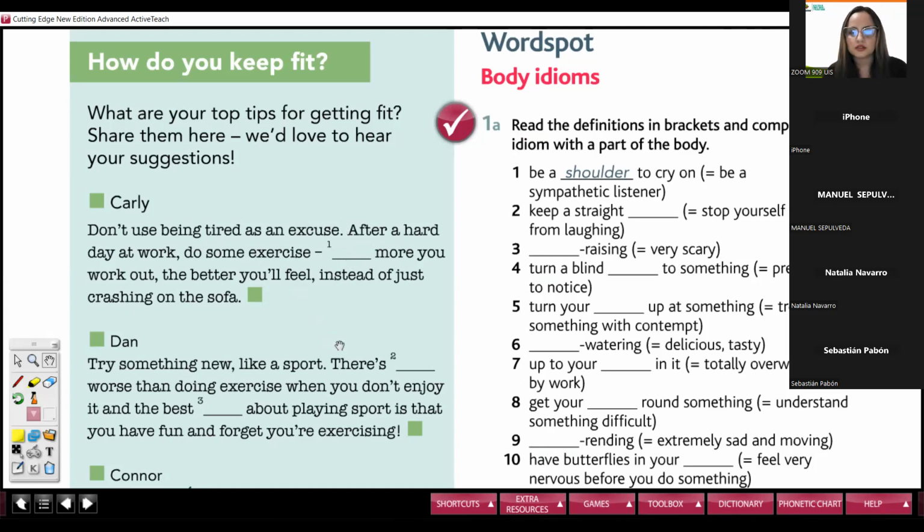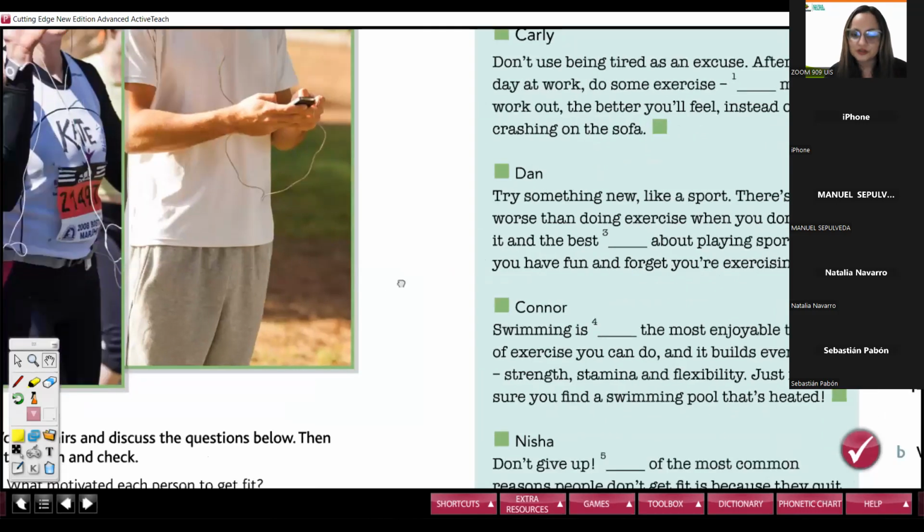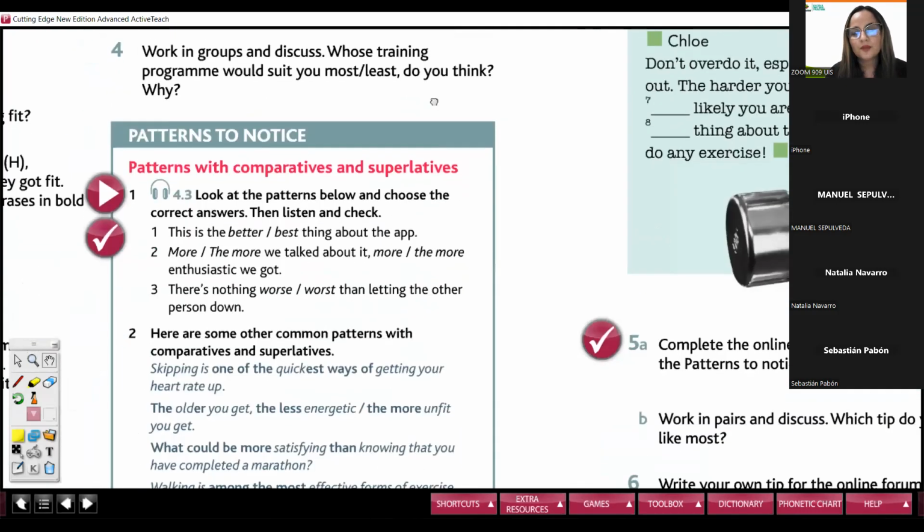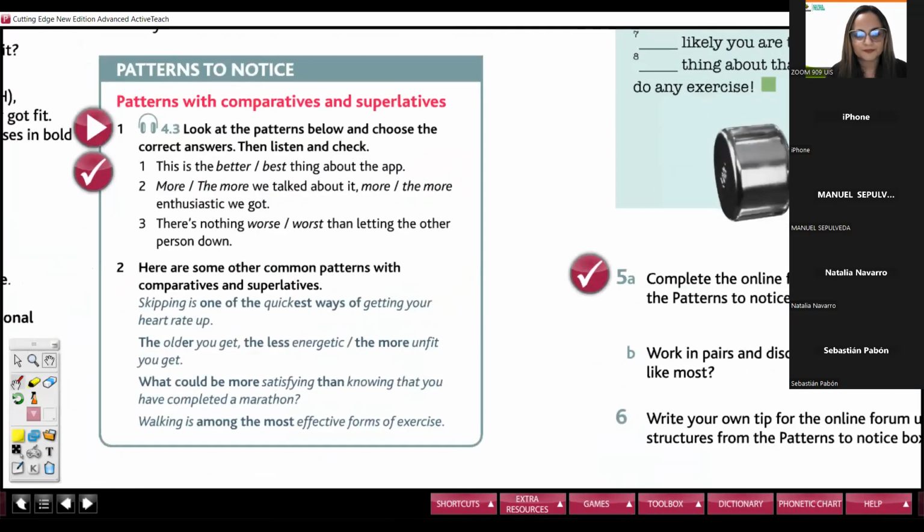What are the words? The words that we find in the patterns. So, simple words like this. Let's review again very quickly. Yesterday we said, this is the best thing about the app. So in this case, we are using a superlative. The more we talked about it, the more enthusiastic we got. So in this case, a comparative. There's nothing worse, another comparative because we have than. There's nothing worse than letting the other person down.